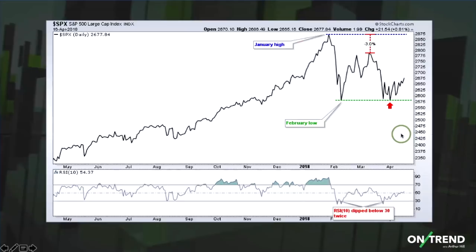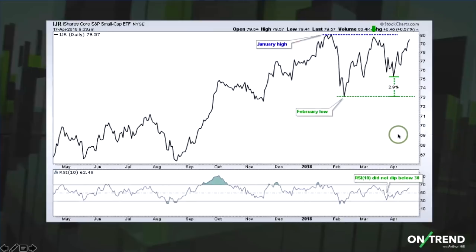So if we move forward and we look at small caps, IJR here, we've got that benchmark high in January. Well, small caps almost hit that high. So they had a stronger rally from February to March. And then when small caps declined, they held above this benchmark low. So they held up much better during the decline. And so that tells me that small caps are showing chart strength.